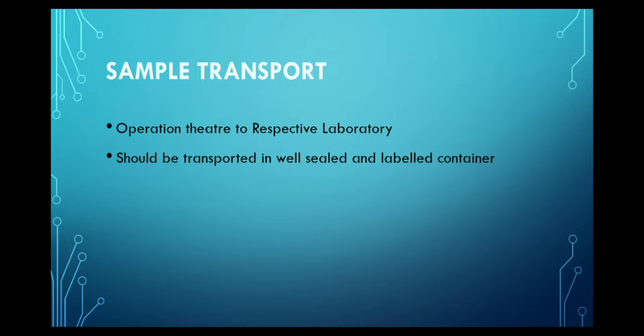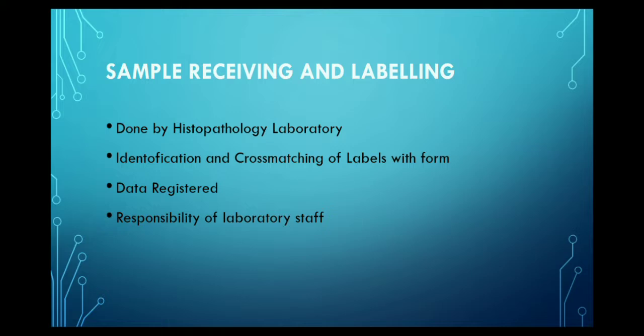Now sample transport. This is the second step in histopathological examination. This is the process of taking the samples from the operation theatre and transporting it to the respective histopathology laboratory. Sample must be fixed in adequate fixative or 10% formalin, which is a routinely used fixative in pathology laboratory, as we all know. Samples may be transported at room temperature in properly labeled and well sealed wide-mouthed bottles.